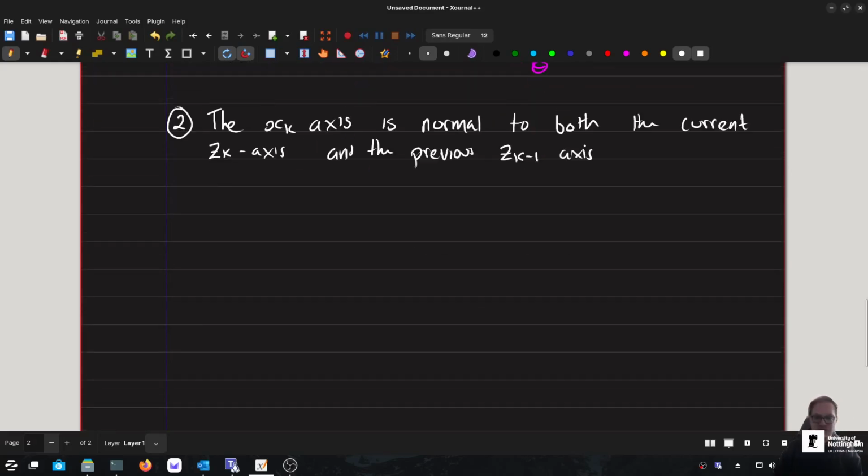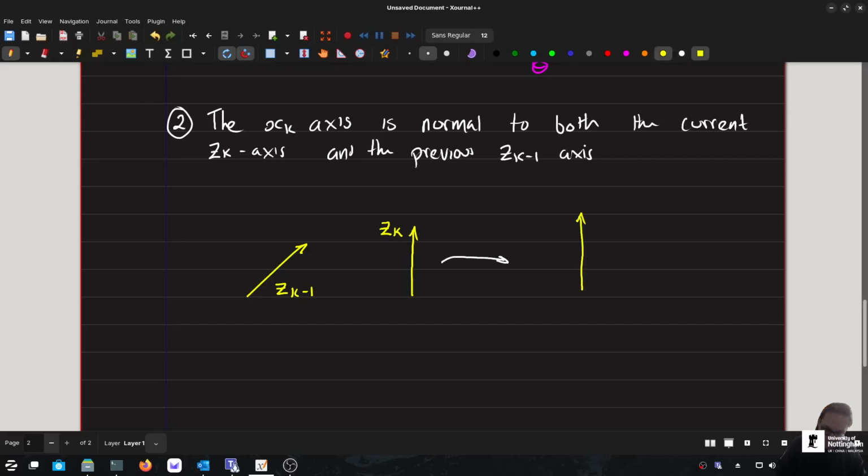So I drew some drawings to make sense of that. Let's imagine, for example, the previous axis was going into the screen. So into the screen there, and that's going to be our ZK-1. And then our current axis is now going upwards. So that's our ZK. If we now put them together and analyze the frames, we would have ZK up here and ZK-1 in that direction, creating a plane. We would therefore assign XK to be normal. So XK would be in that direction.